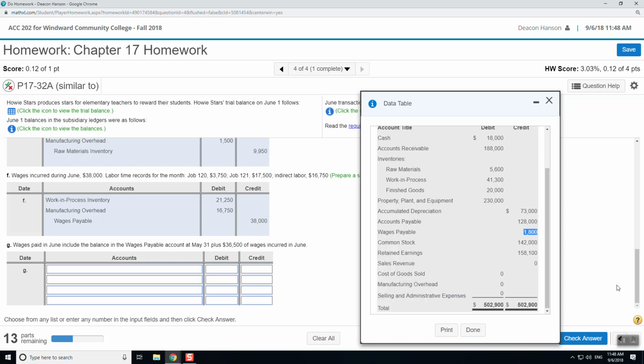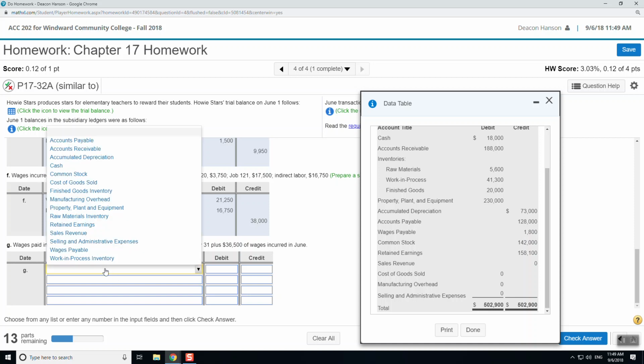So what they're saying is, number one, we're paying down that liability. Notice that's a credit balance, so we're going to have to debit wages payable for 1,800. And at the same time, we're going to have to debit the wages expense for 36,500. If I read this right, let me read it again. Wages paid in June include the balance in wages payable on May 31st plus 36,500 in wages incurred in June. So I believe I will do that.